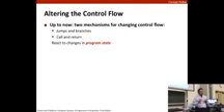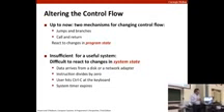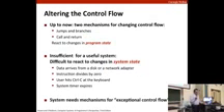But a real system needs to be able to adapt to changes in the system state. So, for example, data arrives from a disk or a network. The user types Control-C. The program executes an illegal instruction. All of these represent some kind of change in the system state, and we need some way to react to that. We call this exceptional control flow, because it's outside of the normal control flow that we see in our programs.